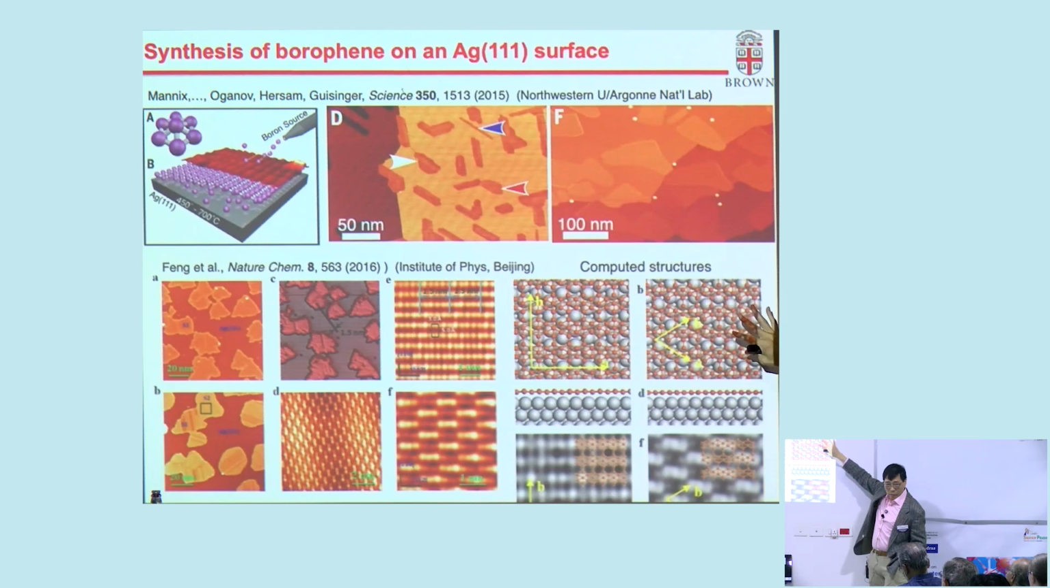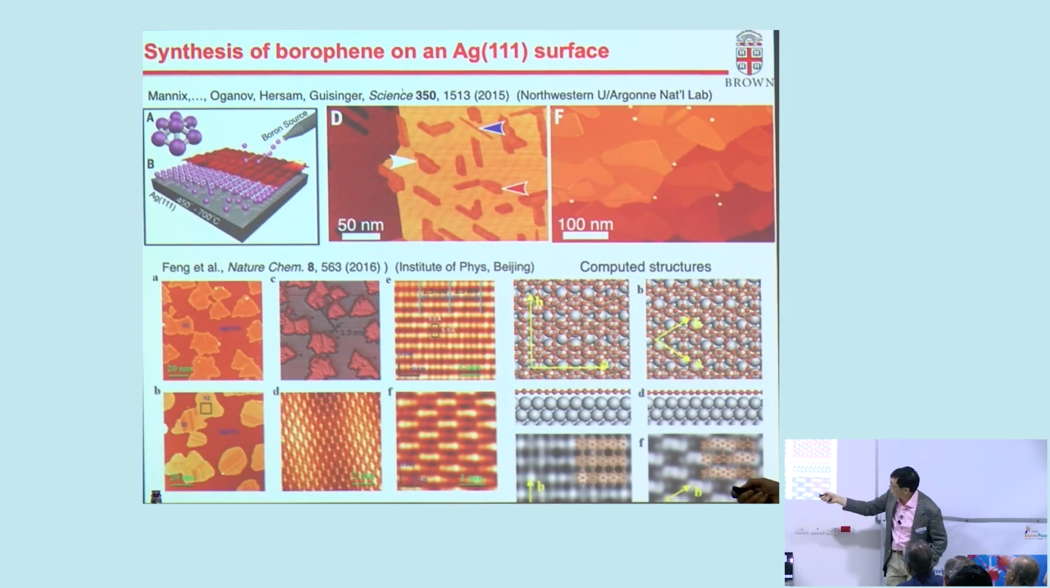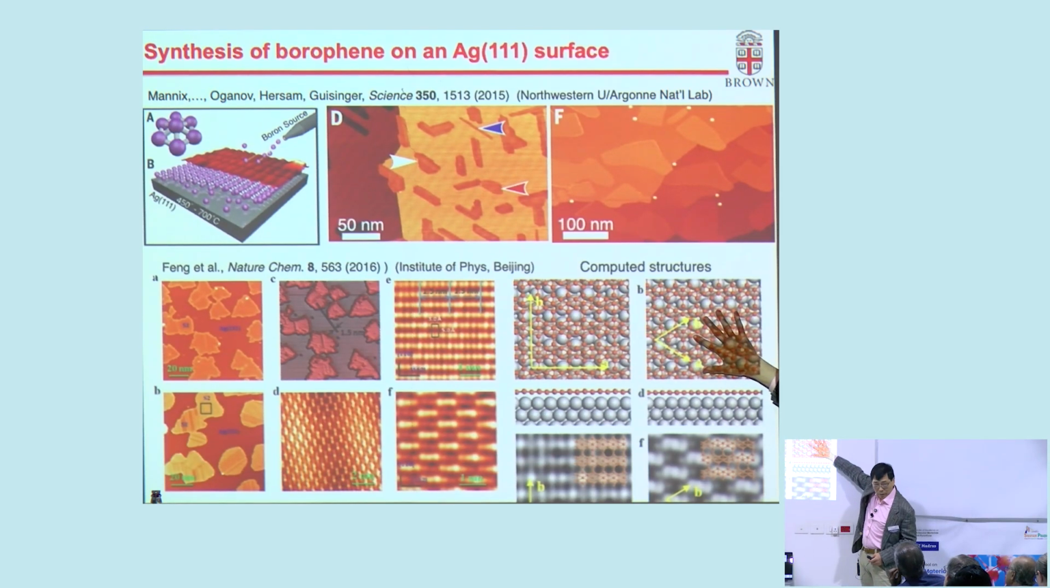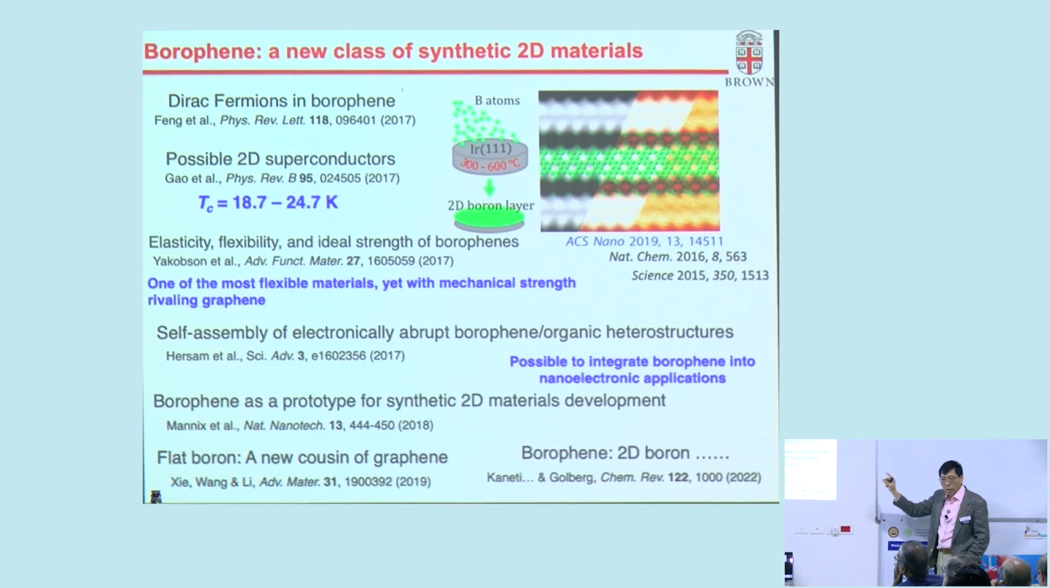And if you look at the high-resolution TEM, you see these beautiful patterns, and if you simulate the image using this boron structure, you get a perfect agreement. So now boron has become a really active class of synthetic 2D material. Most of the 2D materials you hear about come from bulk layered materials. You can use Scotch tape to create them. But for boron, you have to grow them. You have to synthesize them. So this is a synthetic 2D material.